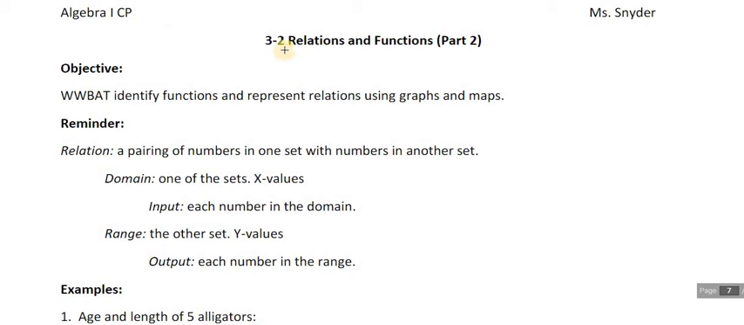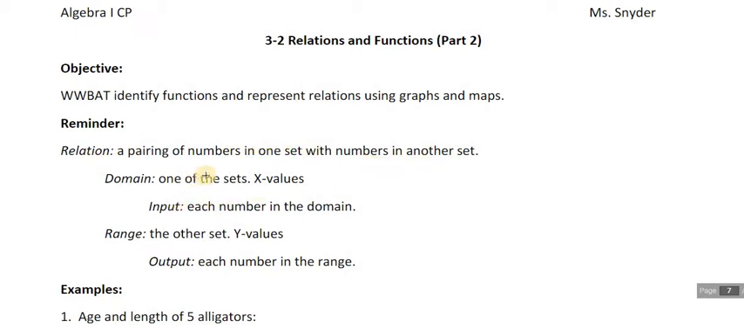Section 3.2 Part 2 is a lot of repeating of what happened in Part 1 with one additional concept. So our goal is to be able to identify functions and represent relations using graphs and maps. Reminder, a relation is a pairing of numbers in one set with numbers in another set.